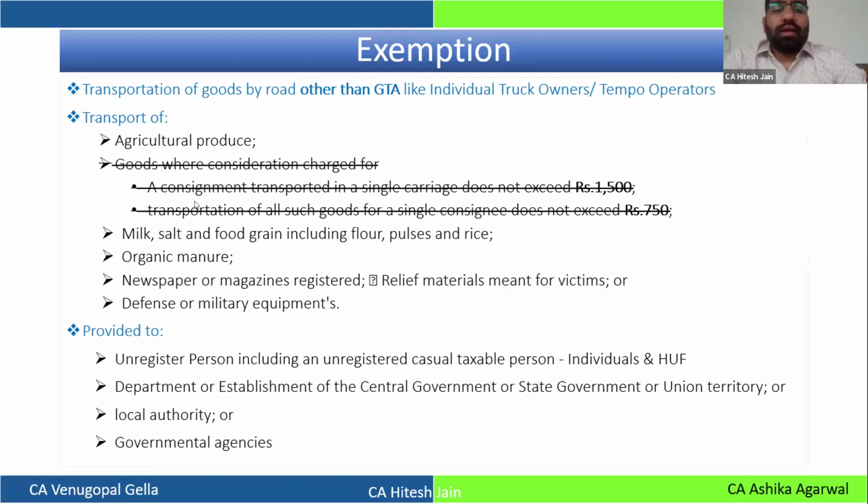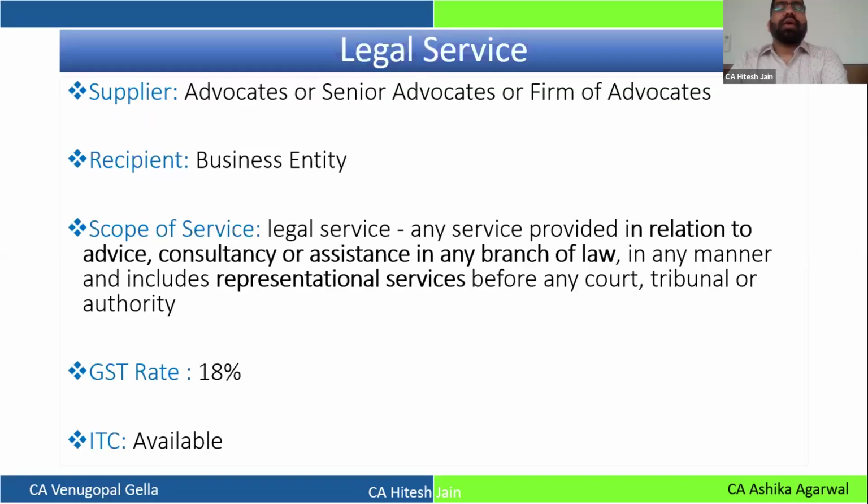Moving ahead, these are the list of the services which are covered under the exemption notification with respect to the GTA. If the service is provided to an unregistered person, an unregistered casual taxable person, being an individual, HUF, department or establishment of central government, local authority, and government agencies. Next comes the legal service. In case you have obtained a legal service from a lawyer, individual lawyers.